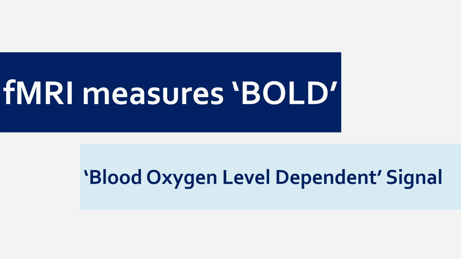Different levels then of oxygenated versus deoxygenated hemoglobin are thought to be indicative of different levels of activity in a particular part of the brain. When a part of the brain becomes more active, it uses more oxygen, and so there will be a greater concentration of oxygenated hemoglobin sent to that part of the brain.